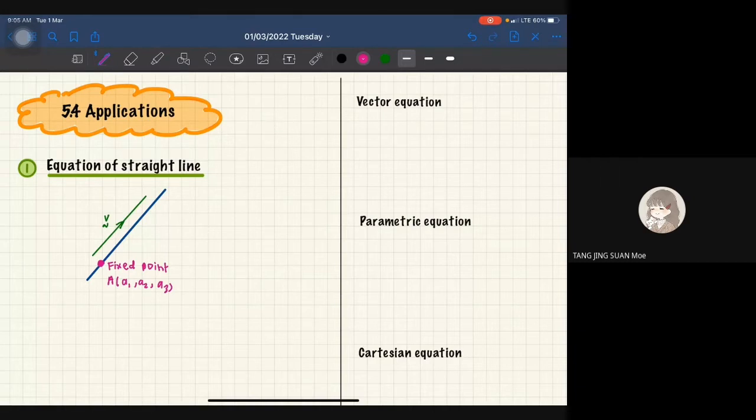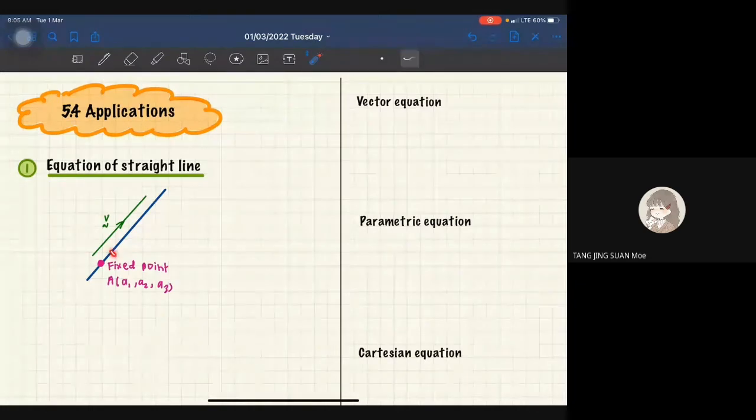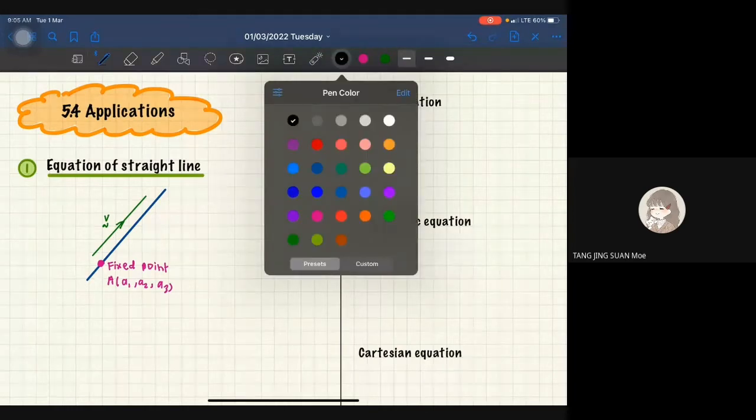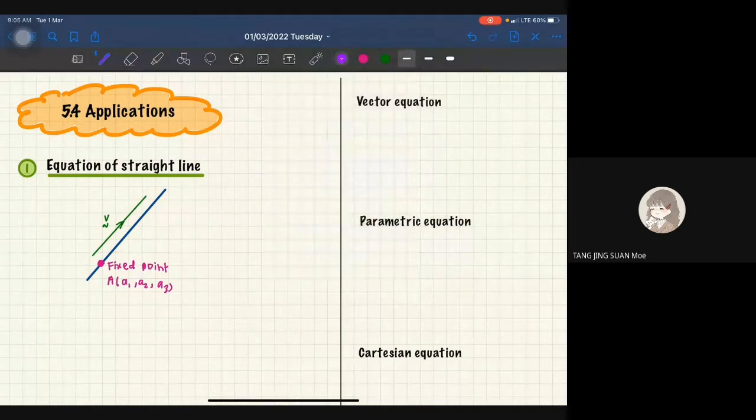And then dia akan ada satu lagi point, a random point. Tadi kan ada banyak point kan? So saya akan letak satu lagi random point. Saya guna warna lain, purple. So there's a random point over here, which I call it as R. Random point, R.